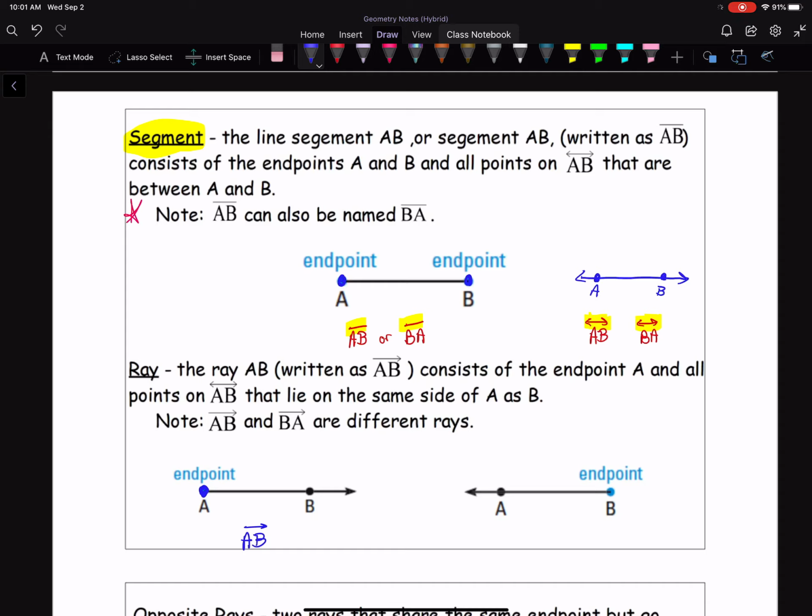On the right, I have another ray, but this one's going to be called ray BA, with a little arrow above. Always start with your endpoint letter first.